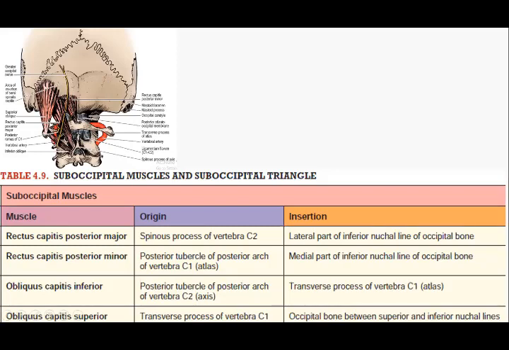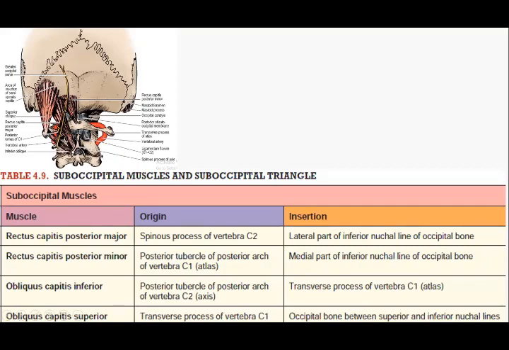Then comes this muscle which is the superior oblique. This is from the transverse process of the first cervical vertebra. It starts from the transverse process of the atlas. It goes and attaches to the occipital bone here, in this area between the superior nuchal line and the inferior nuchal line. That means somewhere over here. This is the superior nuchal line, this is the inferior nuchal line. In this area it goes and gets inserted.